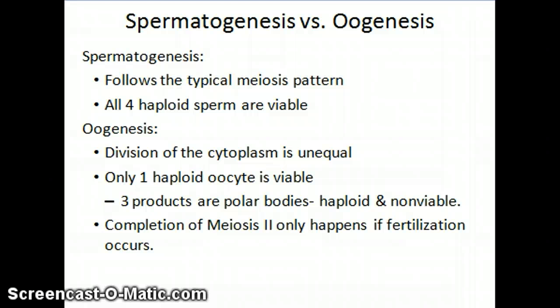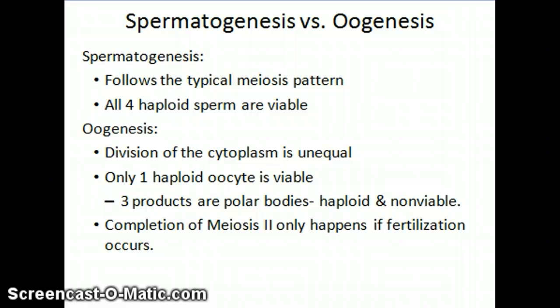In females, the process is different. The division of the cytoplasm in both telophase stages is unequal. So cytoplasm is distributed to just one of the oocytes. And therefore, we call that one product an oocyte, and it is viable. It will live. There are 3 products that will just contain genetic information, having a nuclear membrane surrounding the chromosomes with very little cytoplasm. They are still haploid, but they are non-viable.